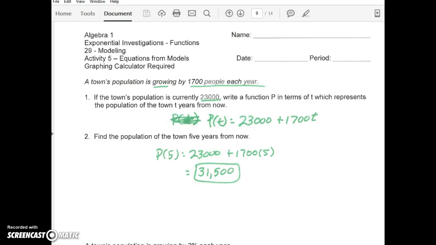In question 2, then, we're going to take that model, and we want to find the population of the town 5 years from now. So in this case, we know that t is equal to 5. We plug 5 in, go ahead and simplify it, and go a little bit further, and we get 31,500 for the population.